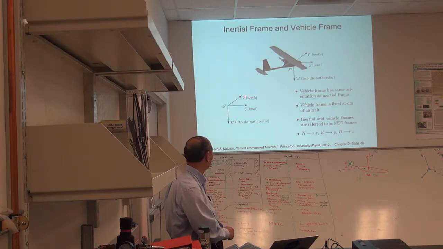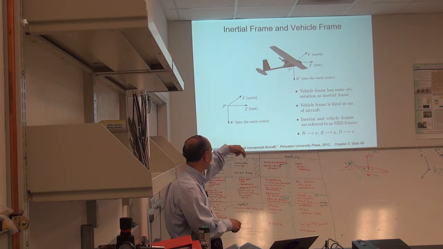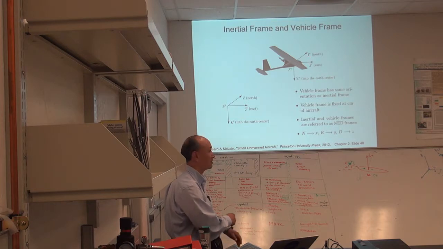So this is IJK, defined as frame F, this is the frame of V. V is a vehicle, okay? Vehicle. Into the Earth center, downwards. So this guy and this guy go into the Earth center. And this is the east, this is the north.